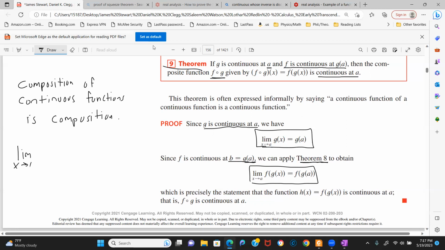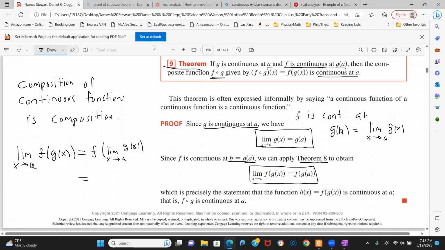Let me see if I can add a step in, because I don't like the way they did that. So the limit of f of g of x. Now f is continuous at g of a, but what is g of a? It's the limit as x goes to a of g of x. So what you can do is bring this limit in according to theorem 8. I don't like the way they're doing the proof.